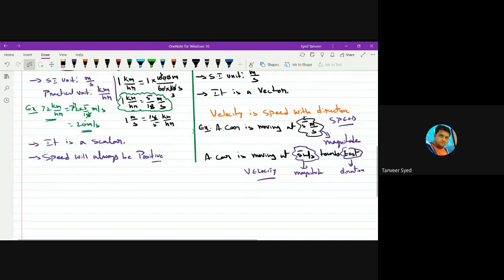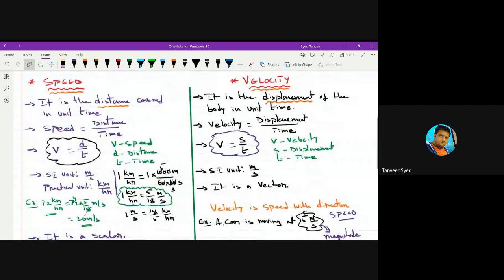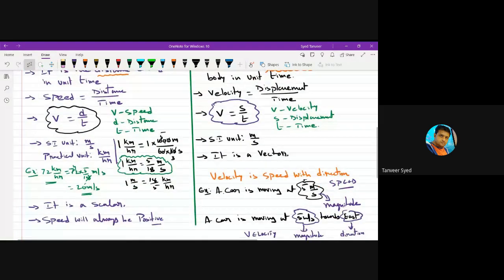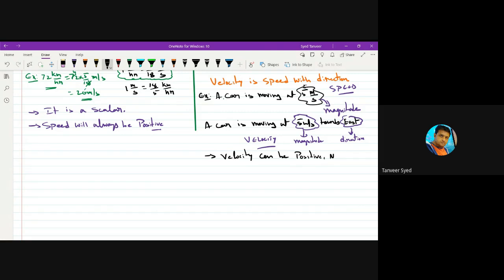Velocity. And velocity, as it is displacement by time, displacement can be positive, negative, 0. Velocity can also be positive, negative, 0. Velocity can be positive, negative, or even 0.